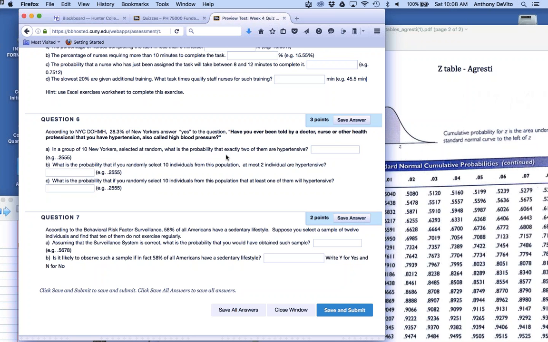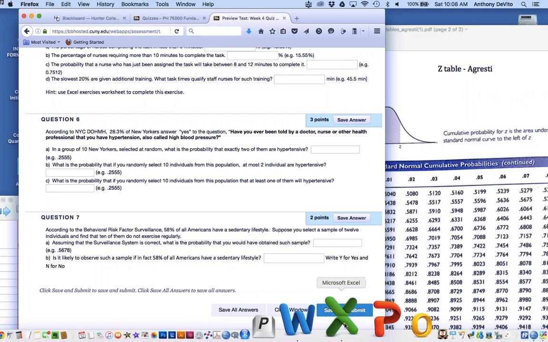We know the binomial distribution can be described in some cases as similar to a normal distribution. We're going to talk about that in a second. It's called the normal approximation to the binomial distribution. But it has different properties because we're dealing with a selection that's like heads and tails. It's always binomial, always 2 choices: diabetic, not diabetic, hypertensive, not hypertensive. So in a group of 10 New Yorkers selected at random, what's the probability exactly 2 of them are hypertensive? I'm going to go over to Excel.